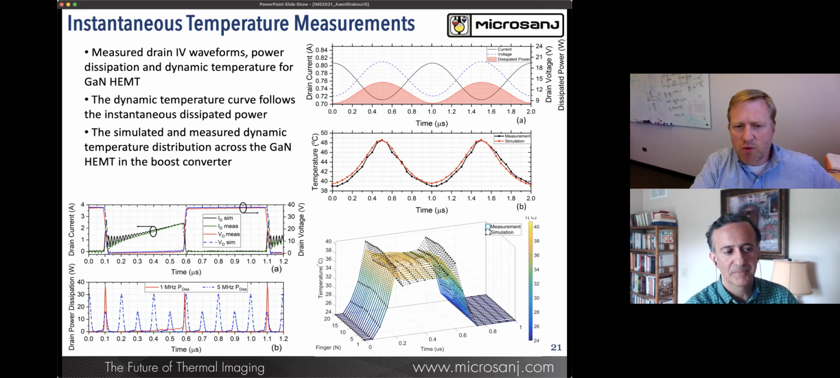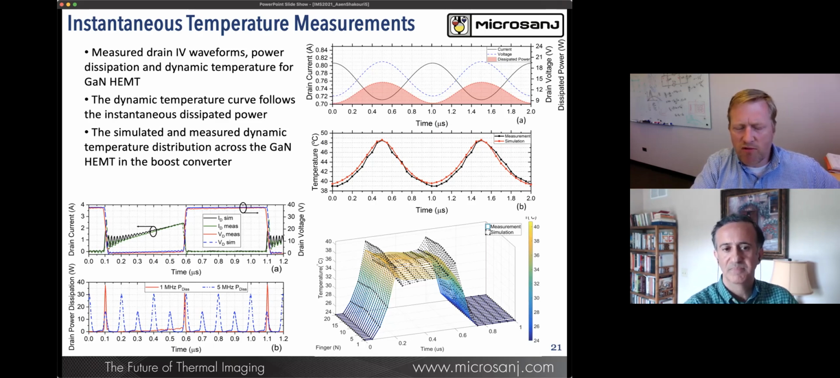And we assembled a full thermal model of this. It's an electrothermal model where we take the power dissipated by the transistor fingers and combine that with the thermal model inside of ES. We do an electrothermal simulation. And what we can see now is that the measurement from the Microsanj system is giving us the exact same dynamic temperature that we're seeing in the simulation.